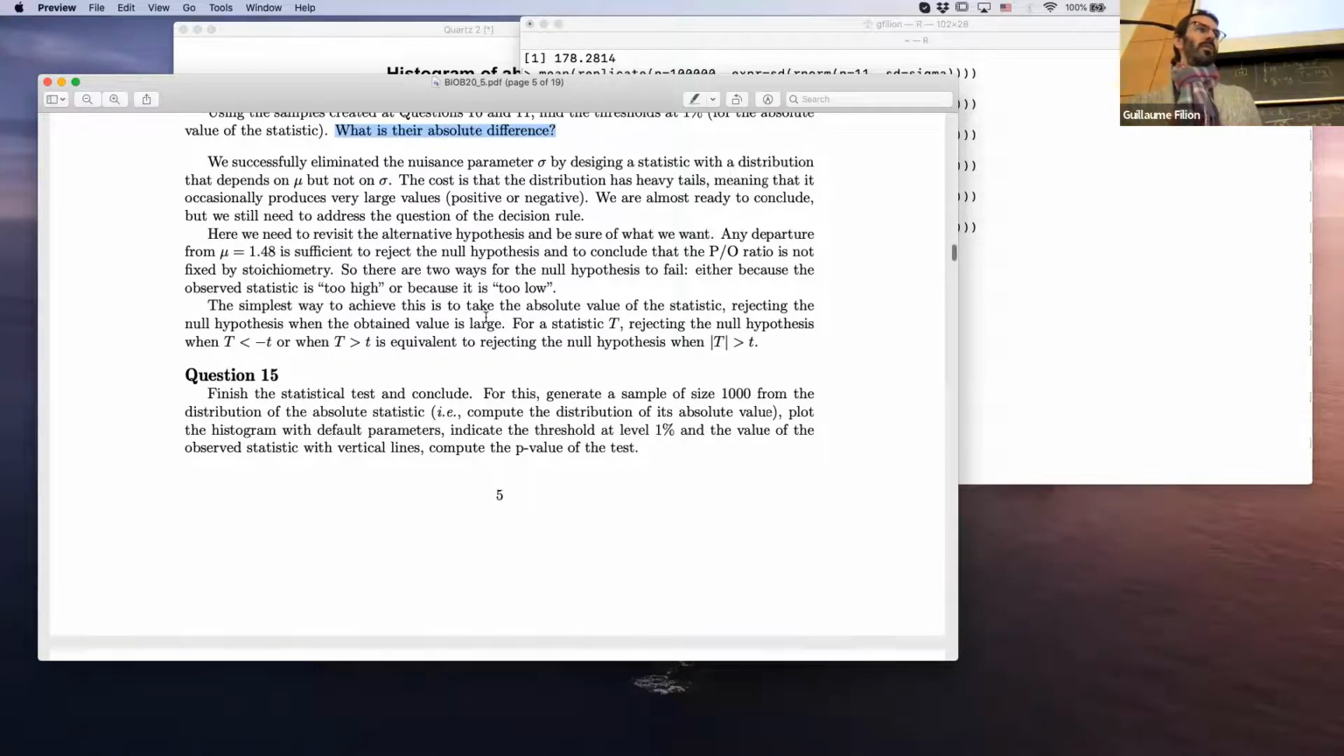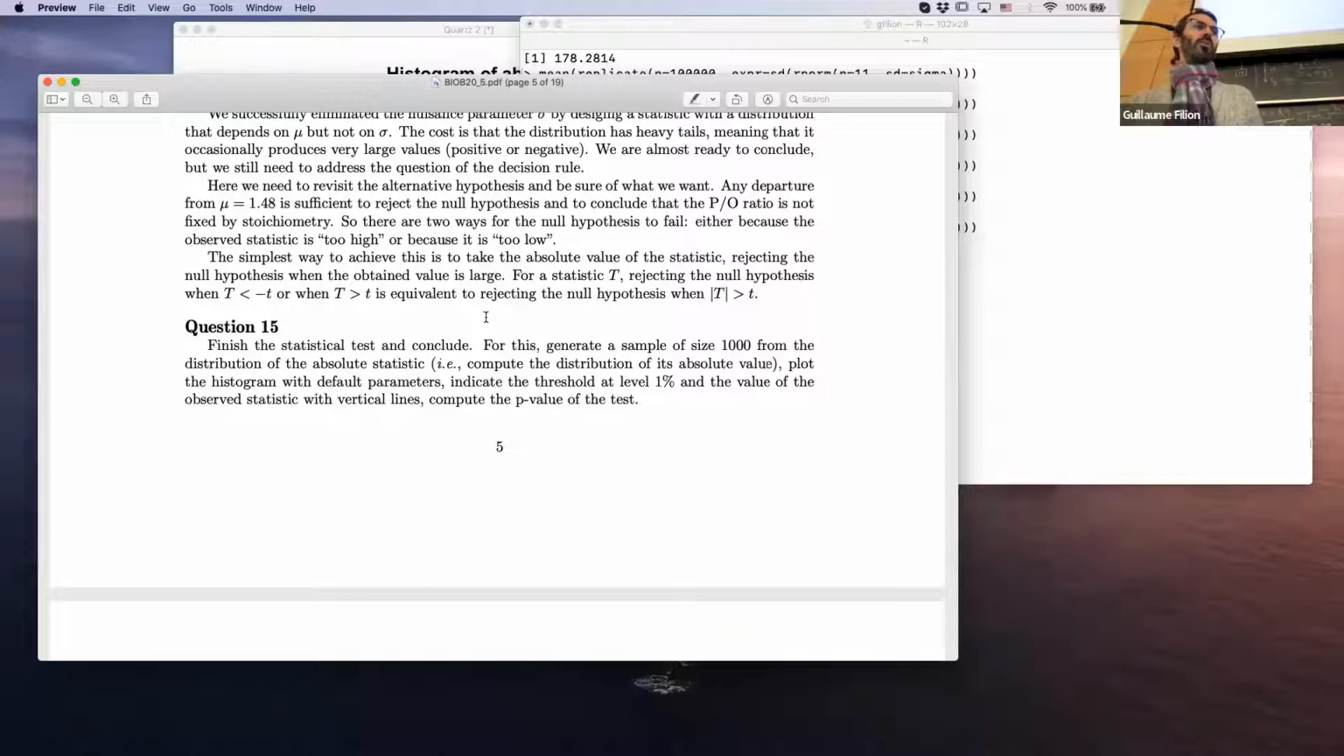Here we need to revisit the alternative hypothesis and be sure of what we want. Any departure from mu equals 1.48 is sufficient to reject the null hypothesis and to conclude that the P to O ratio is not fixed by stoichiometry. You get this, it doesn't matter if when I put malonate mu is 1.5 or if it's mu equals 1.4, it doesn't matter. Both ways that rejects the possibility that this is a fixed constant by stoichiometry. So we reject if it's too high or if it's too low, not just in one case.